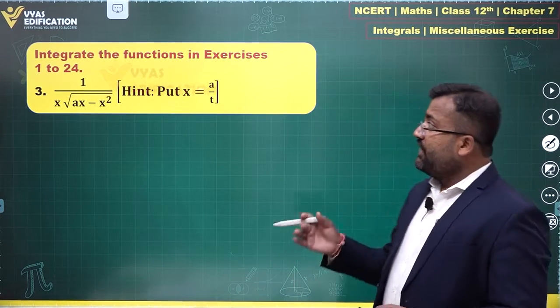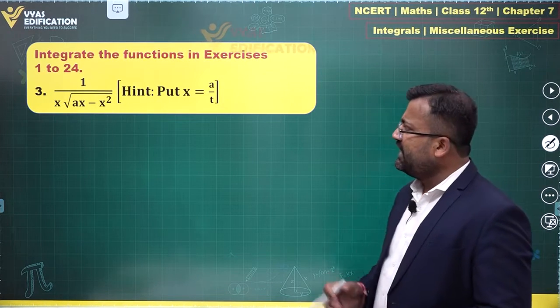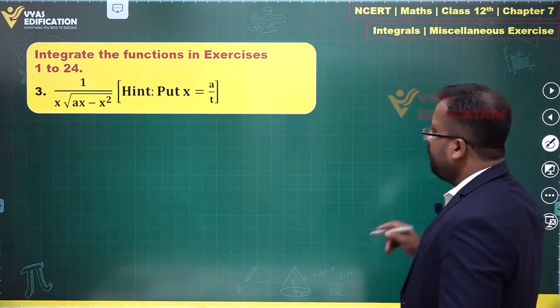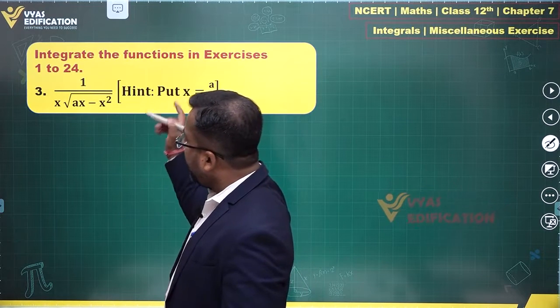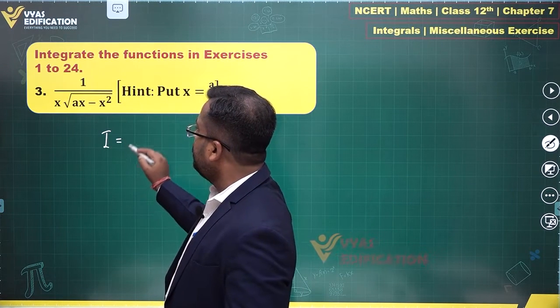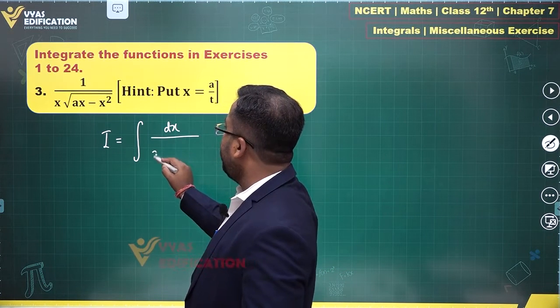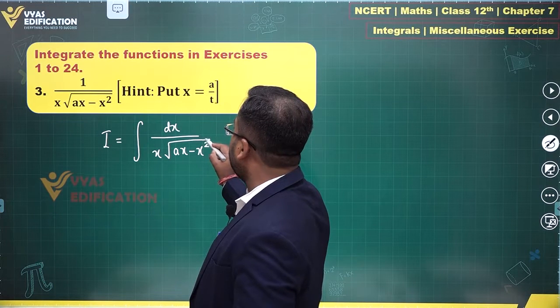In the third question, we have 1 upon x under root of ax minus x square. And there's a hint also given over there, put x equal to a by t. How do we attempt this? So we can directly put the substitution, yes. But why do we put this substitution? Why we use this substitution is something that we should be aware of. So x under root of ax minus x square is what I have.